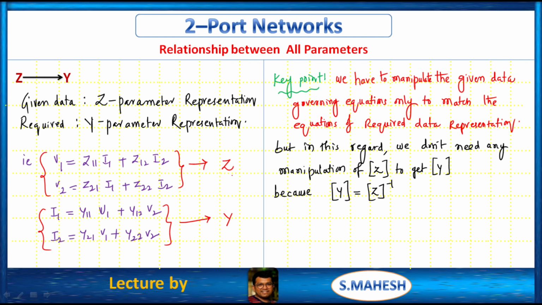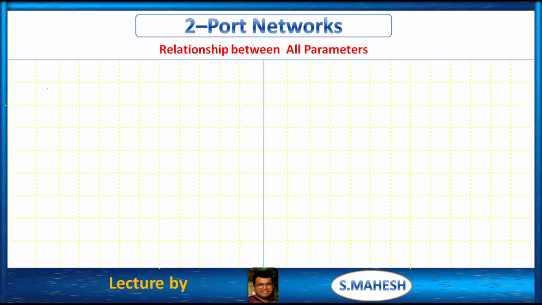Of course, we can manipulate this Z and obviously we will get Y, but it will take time. Instead of that, we have this equation. That is V is equal to I into Z, right? So from this, I is equal to V by Z, which is nothing but V by Z inverse. So now we have to get Y11, Y12, Y21, Y22, which are nothing but the inverse of the matrix Z11, Z12, Z21, Z22.